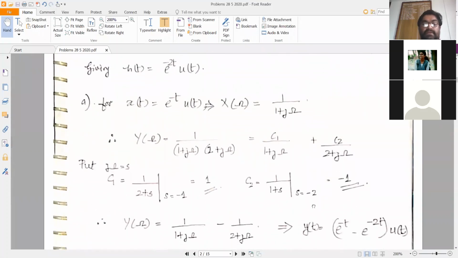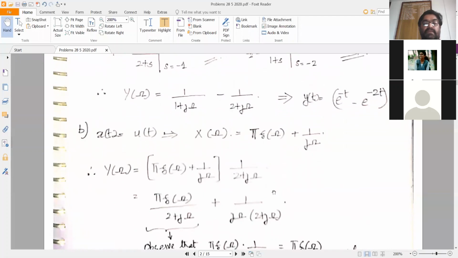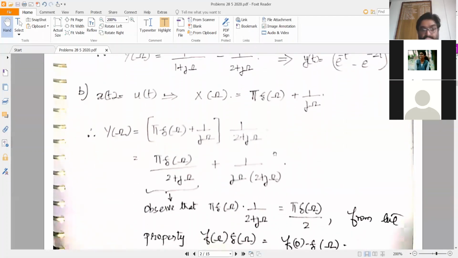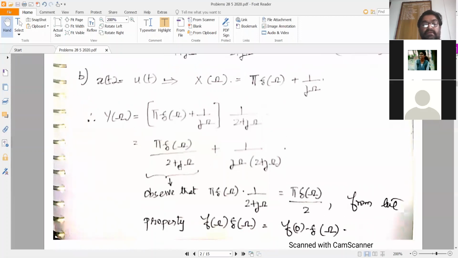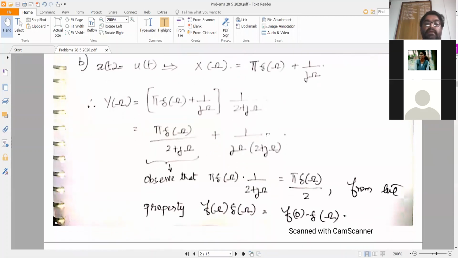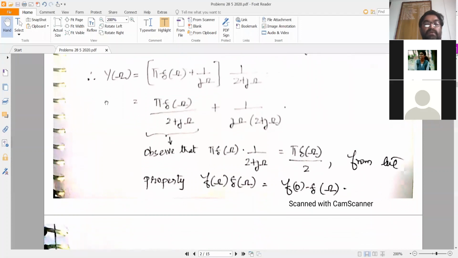So X of omega into H of omega will give you Y of omega. So therefore, Y of omega is equal to, this is your X of omega multiplied by, this is H of omega. So I will expand this and write pi delta omega by 2 plus j omega plus 1 by j omega into 2 plus j omega. So this is the expression for Y of omega. And now you are required to find out y of t.